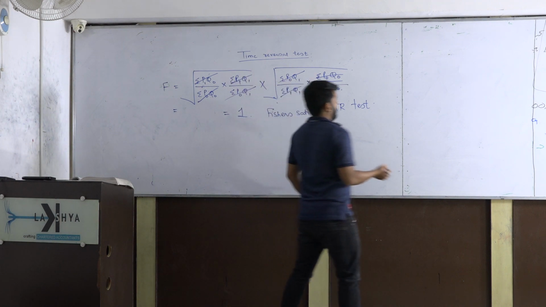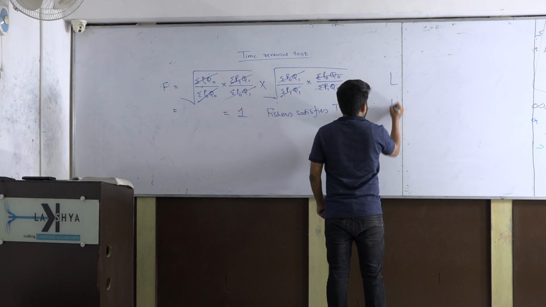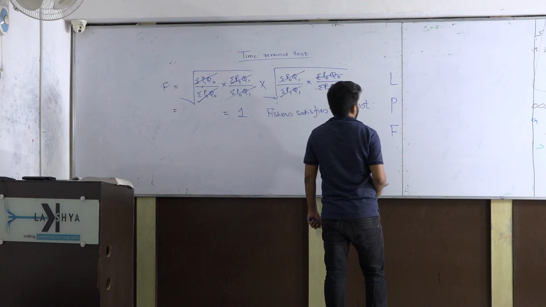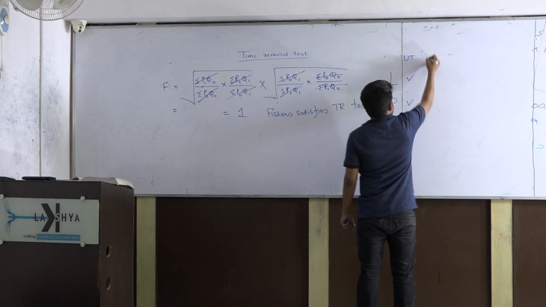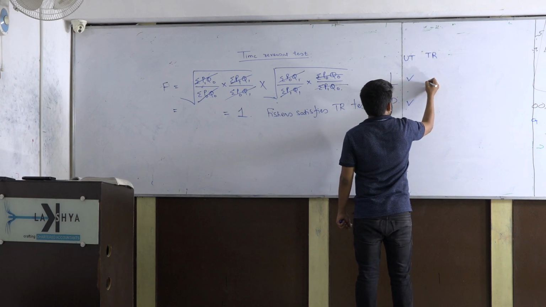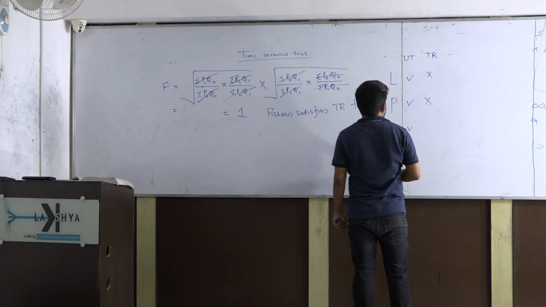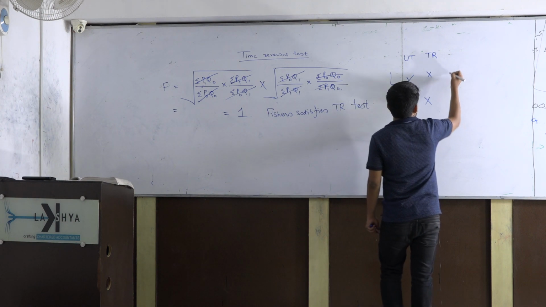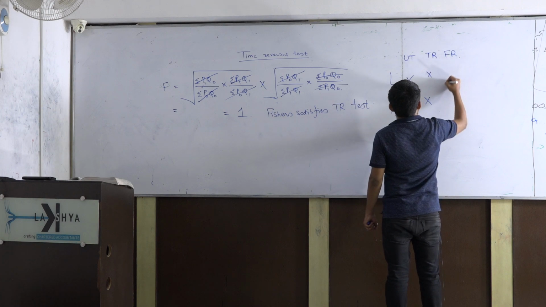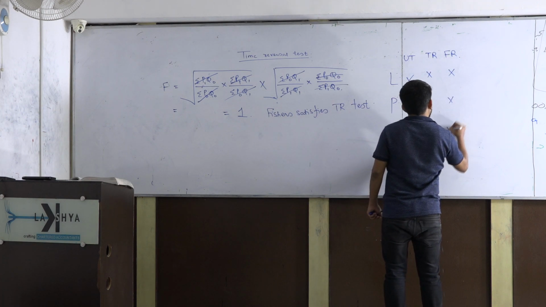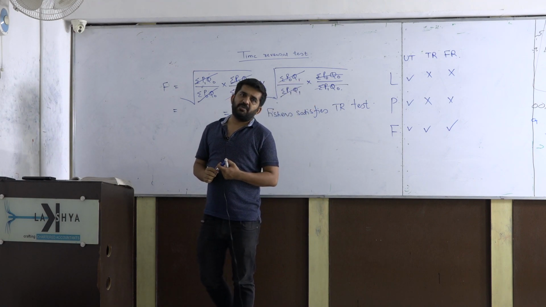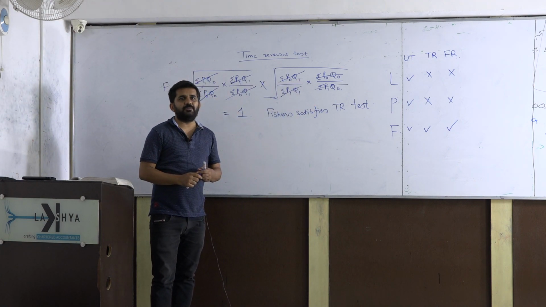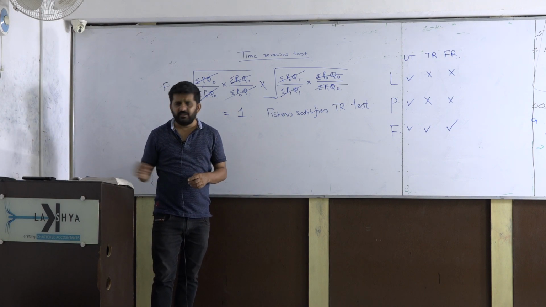Again, let us go over all three: Laspeyres, Paasche, Fisher's. The unit test is satisfied by all. The time reversal test is not satisfied by Laspeyres and Paasche, Fisher's satisfies it. The factor reversal test, these two do not satisfy it, Fisher's satisfies it. So Fisher's is termed the ideal index number because it satisfies all three basic tests for determining the ideal index number.